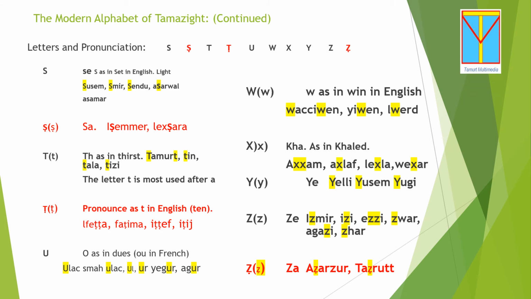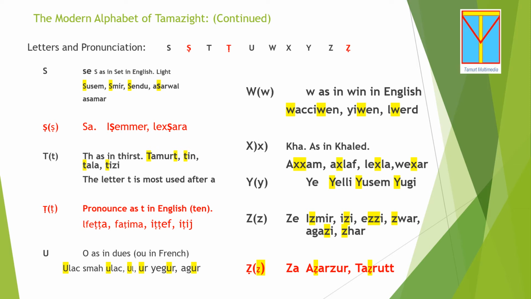Letters and pronunciation. S, Ṣ, T, Ṭ, U, W, X, Y, Z, Ẓ. The letter S is just like in English, as in set. Susum, smir, sindu, asrawal, asammer.